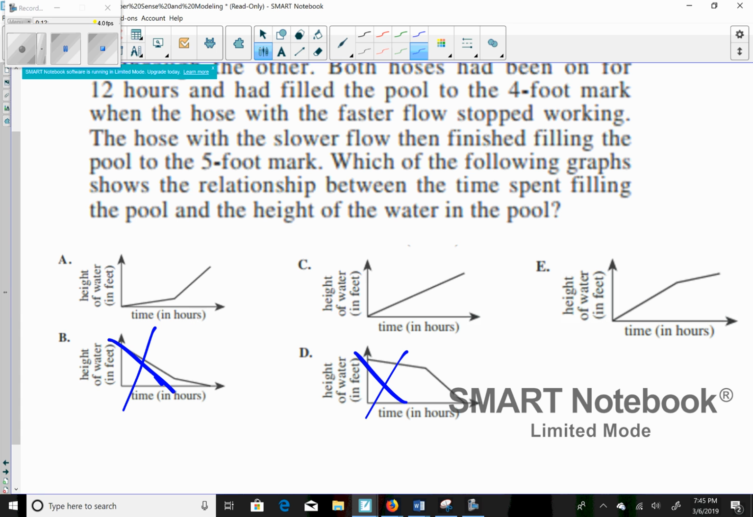So choice E is the only one that makes sense because this one has a steeper slope here, and then when the one hose quits working, then my slope sort of levels out. This one would be if I had the same amount of hoses working all the time. And this one would be if I had the slower rate and then a second hose picked in. So the only choice that is correct is the choice E.